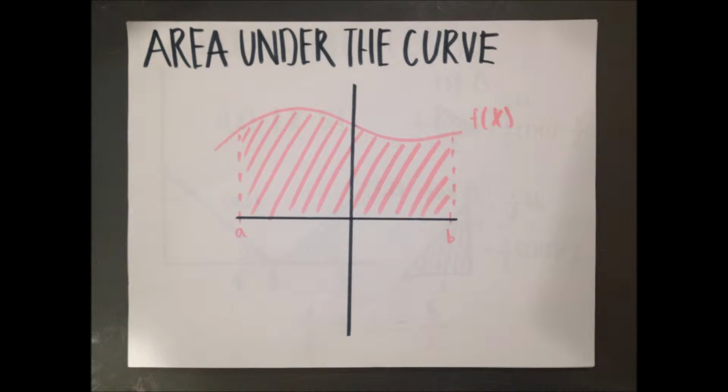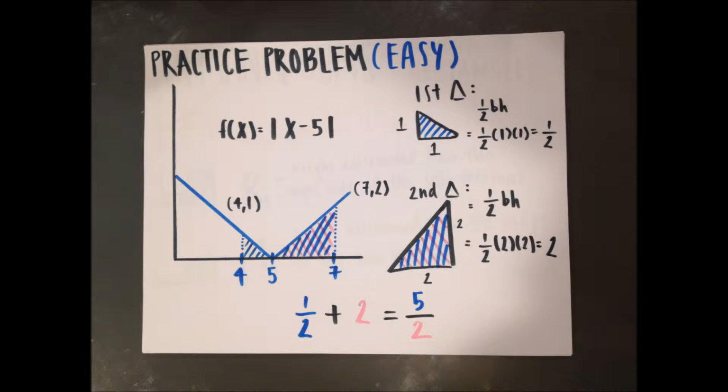This is a visual representation of what the area under the curve looks like. It's basically the pink striped area above the x-axis, but under the graph of f of x, from the left limit, which is a, to the right limit, b. We're going to start out with an easy practice problem to get us accustomed to solving areas under a graph.